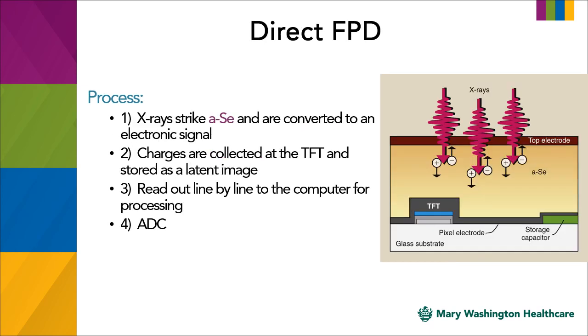In the direct flat panel detector, we have X-rays coming down and going directly to amorphous selenium. Then we get an electronic signal. So X-rays strike amorphous selenium and are converted to an electronic signal. Charges are collected at the TFT, stored as a latent image, read out line by line to the computer for processing, and go to the ADC. In this picture, I like that they showed the TFT and the storage capacitor down here as well.